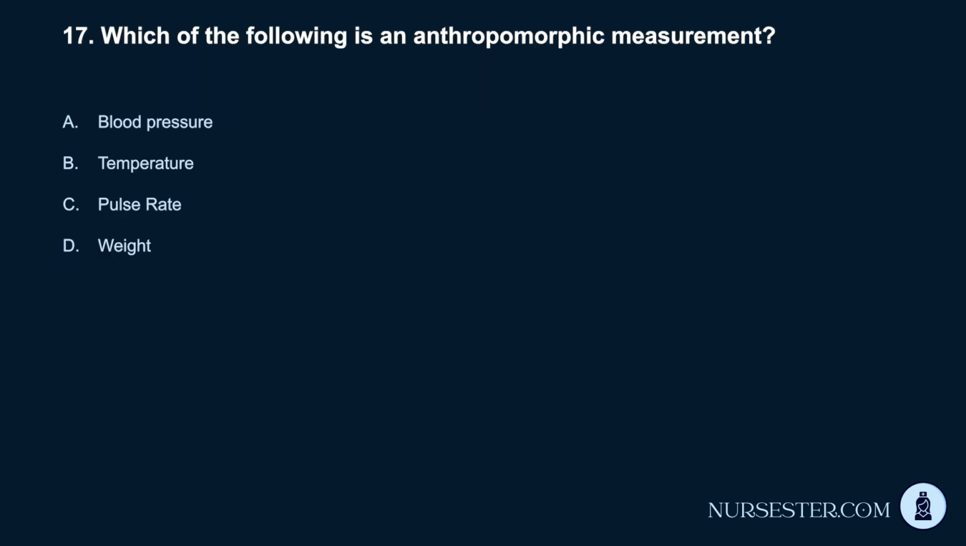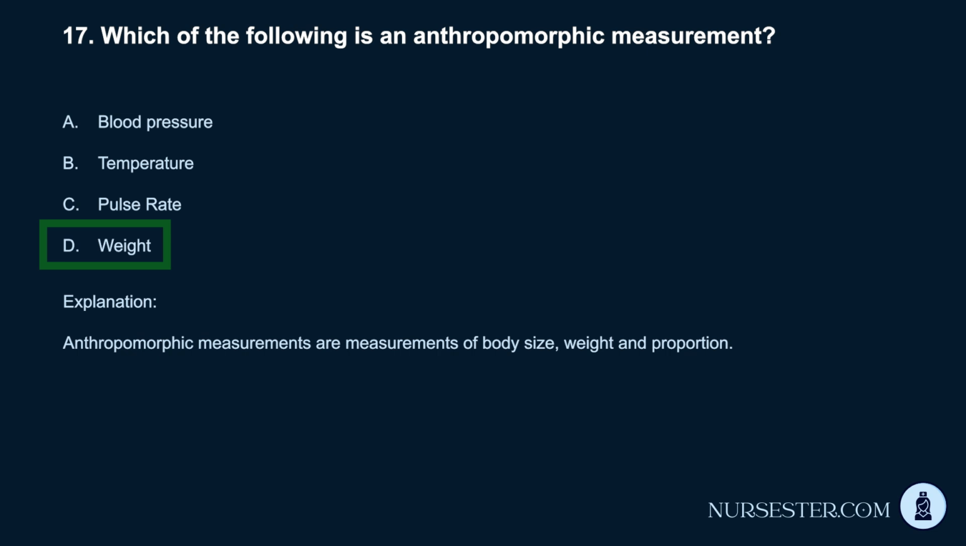17. Which of the following is an anthropometric measurement? A. Blood pressure. B. Temperature. C. Pulse rate. D. Weight. Correct answer, D. Weight. Anthropometric measurements are measurements of body size, weight, and proportion.